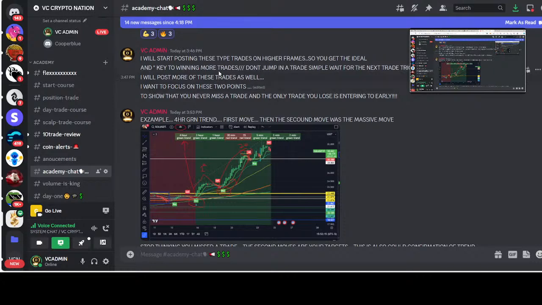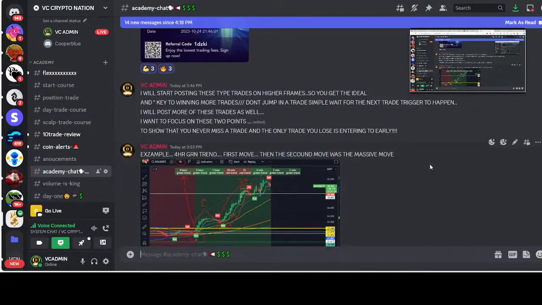So getting the ideal, I want to focus on the 2 points, which are basically the first move and then the second move. It's basically learning how to understand that you never miss a trade, because trades always happen. But if you're too early on a trade, that's where you get into a little bit of problems.